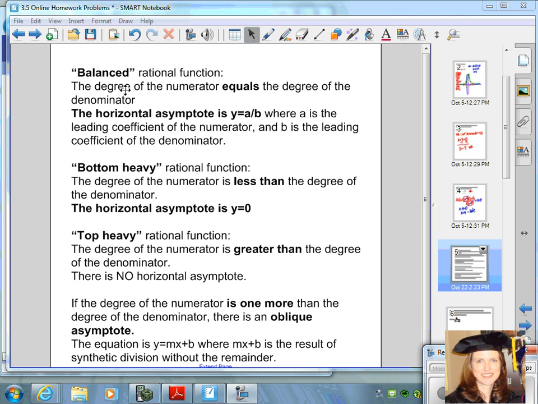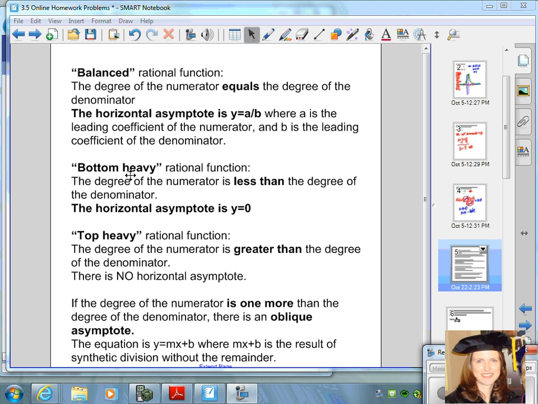A balanced rational function. I use the word balance to describe a rational function where the degree of the numerator equals the degree of the denominator. Now, the degree is simply the largest exponent. Look at the largest exponent in the numerator and the largest exponent in the denominator. If those are the same, we say it's a balanced rational function. The way you find the horizontal asymptote is by coming up with the equation y equals a over b. Now, a is the leading coefficient of the numerator and b is the leading coefficient of the denominator.